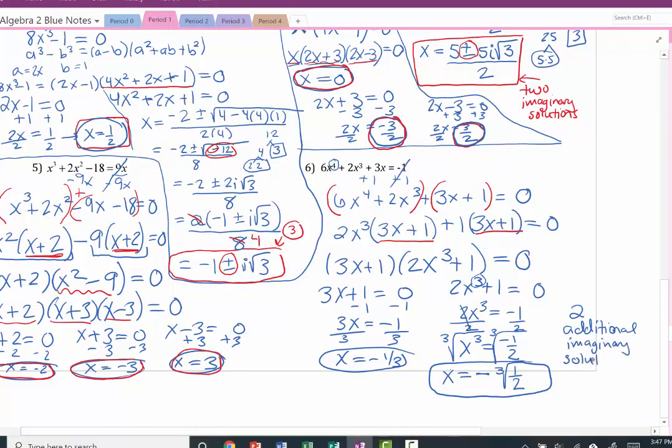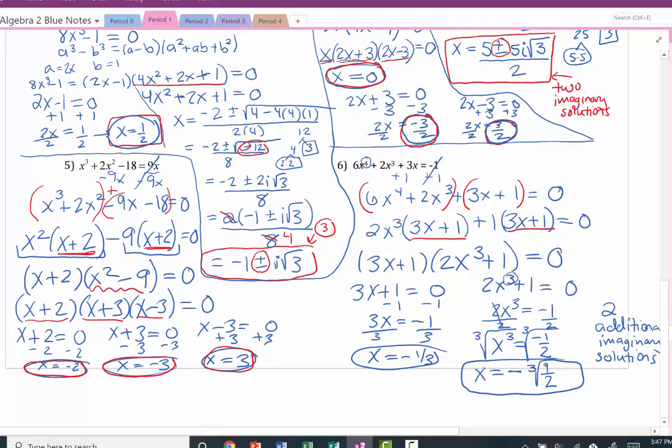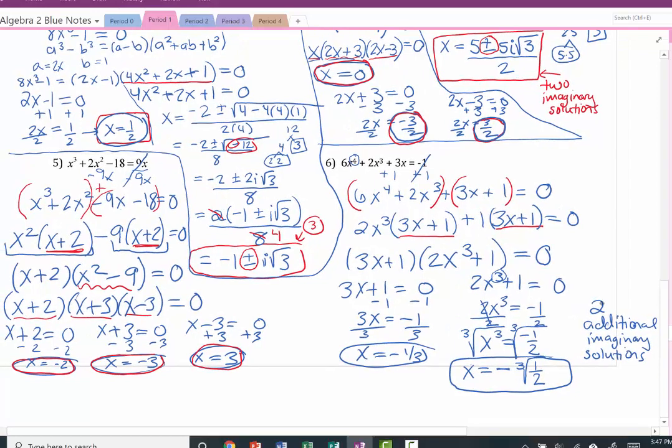And we'll stop there for this one here. So there's 2 real solutions, negative 1/3, negative cube root of 1/2. And then there are 2 additional imaginary solutions that would come from the quadratic factor of this that we will not bother to find here since 2 is not a perfect cube.